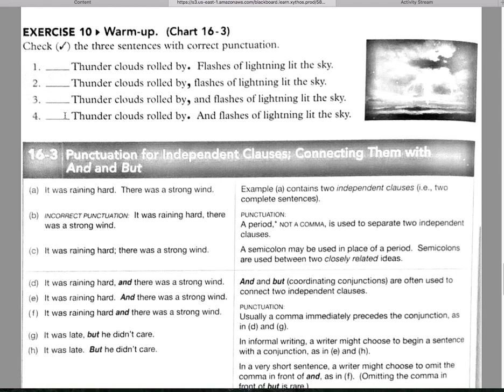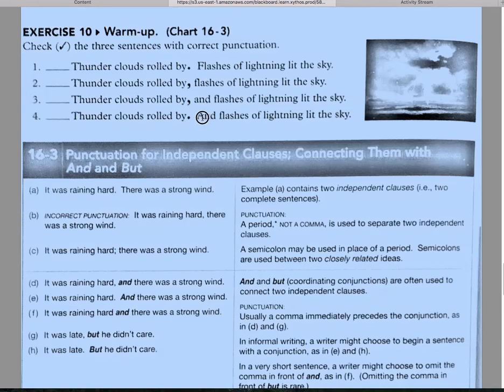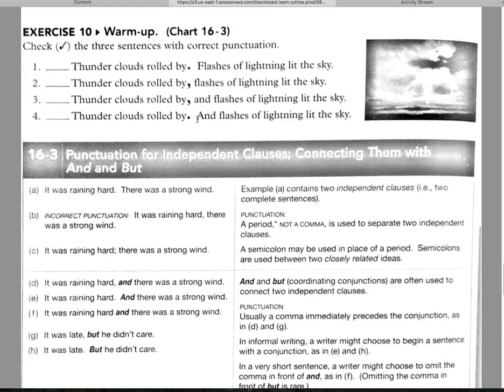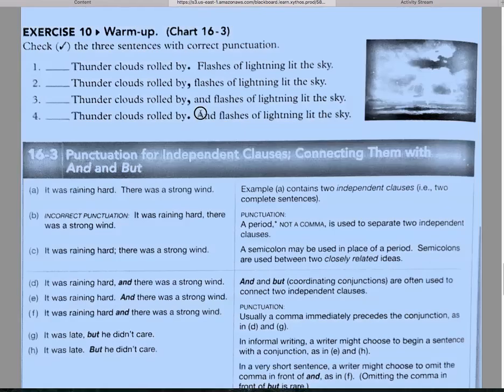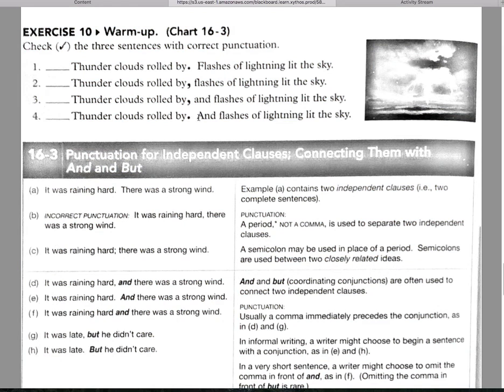And number 4, thunderclouds rolled by, period. And flashes of lightning lit the sky, period. This is also correct. However, it is very informal. Ladies and gentlemen, it's not good practice to begin a new sentence with a conjunction. Okay? Don't use a conjunction to begin a sentence because it's very informal. We're going to see that in the explanation.